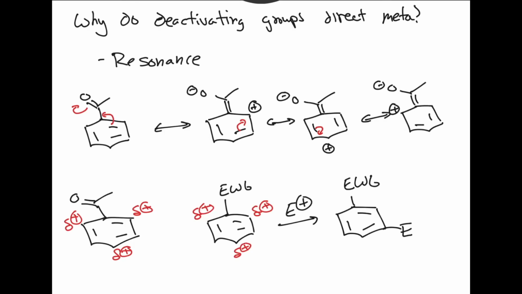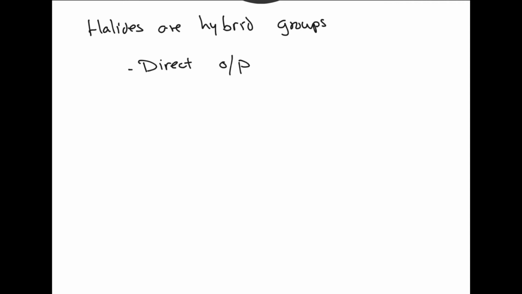So then there's one kind of oddball group of groups, which are halides. And halides are hybrid groups, right? Meaning they're doing both things that deactivating groups do and activating groups do. So halides direct ortho para, but slow the rate of the reaction.